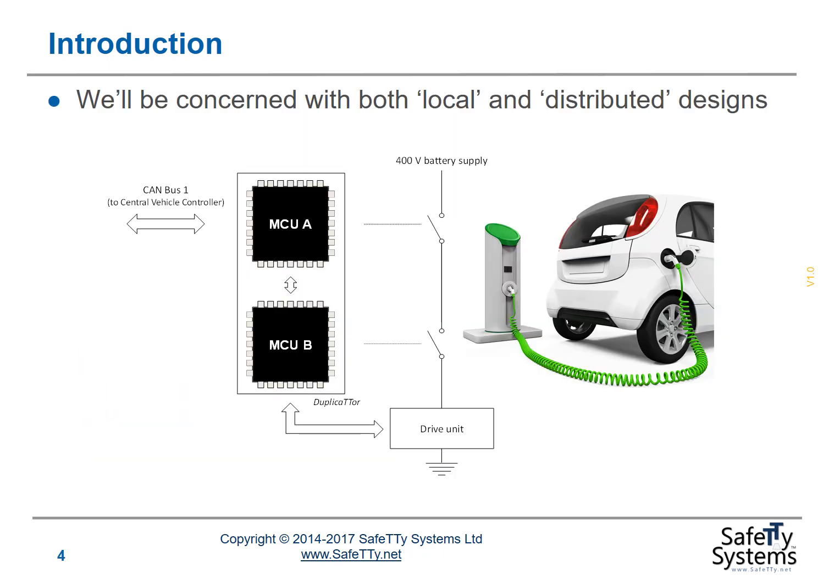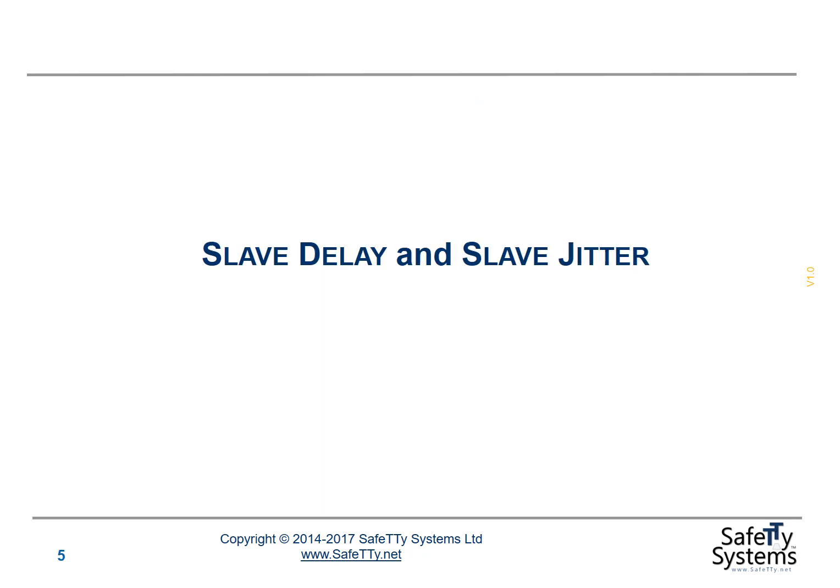In the video, we'll be concerned with both local designs and distributed designs. The figure on this slide shows a local design, of course. So let's consider slave delay and slave jitter. You'll find full definitions of these terms in the ERES book in Appendix 1.